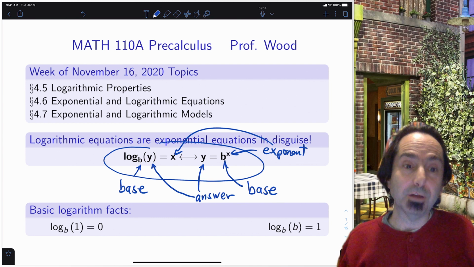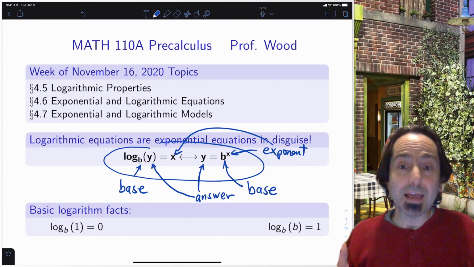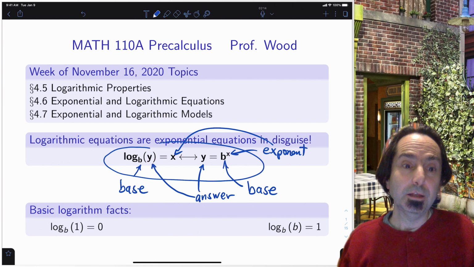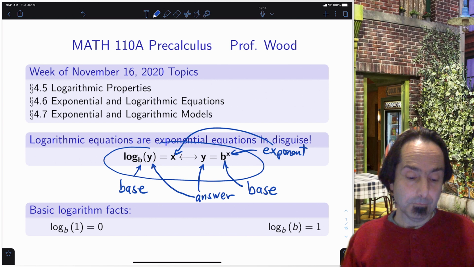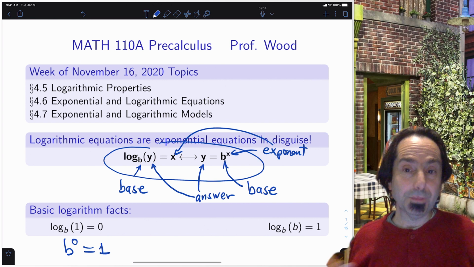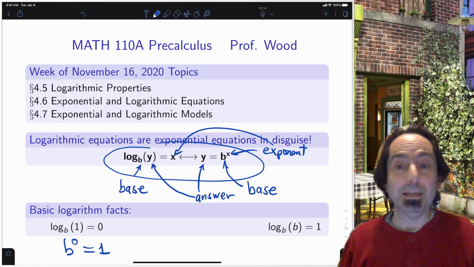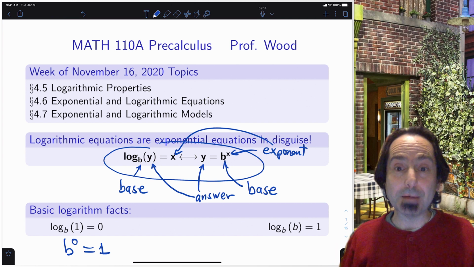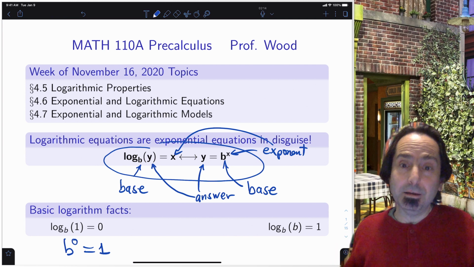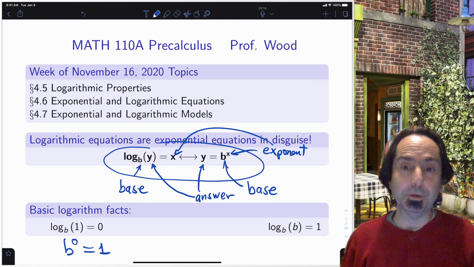Let's go to some basic logarithm facts and see how they're not really that mysterious. Log base b of 1 is 0. Well, b is the base, 0 is the exponent, and 1 is the answer. And so this logarithmic equation is equivalent to the exponential equation that b to the 0th power is 1. And we know that because we're more familiar with exponents.